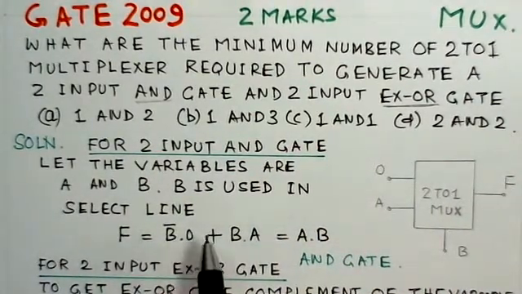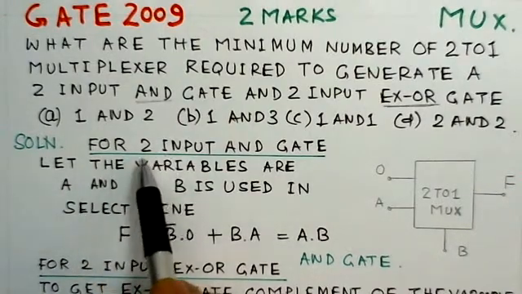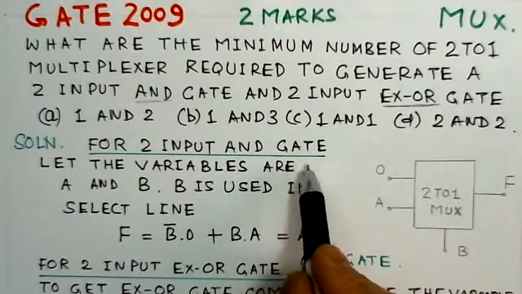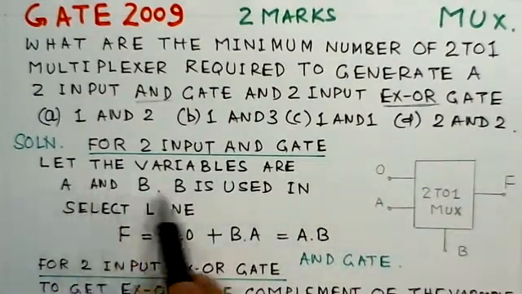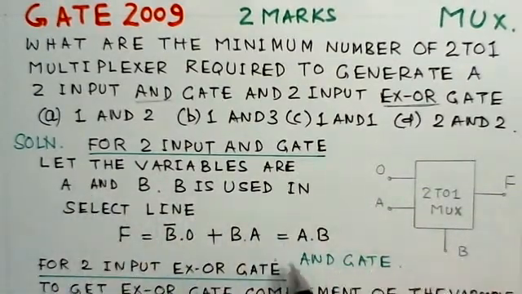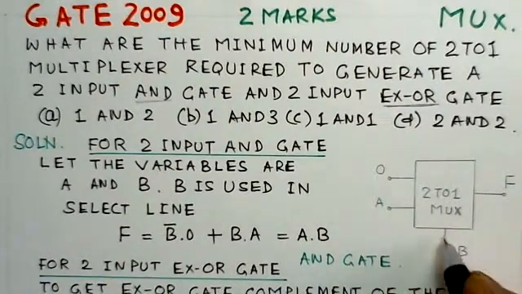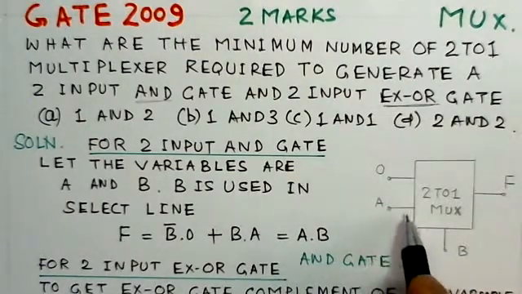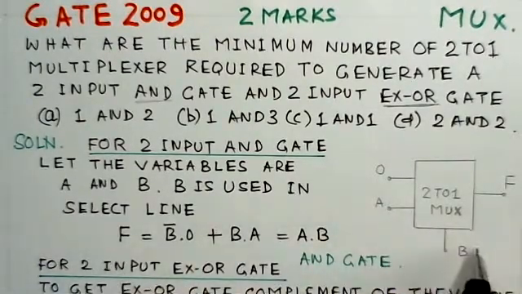So first we'll see how to implement the 2-input AND gate. Let the variables be A and B. Variable B we are using in the select line. Variable A is taken as input. So we can write the output here.